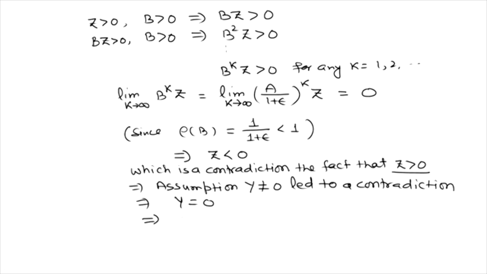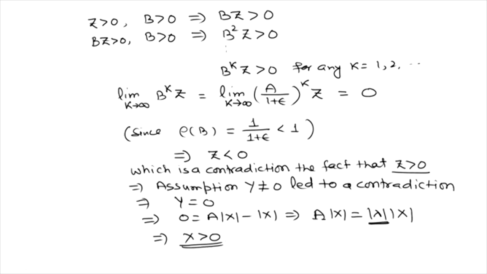If y is 0, it means 0 equals |A||x| minus |x|, which implies A|x| equals |λ||x|. This is the spectral radius, because λ equals 1. It means the eigenvector corresponding to the spectral radius of a positive matrix will be a positive vector. So, this is the proof of this particular result.